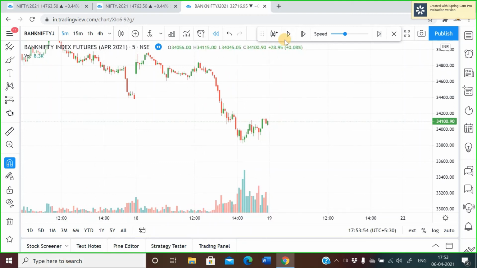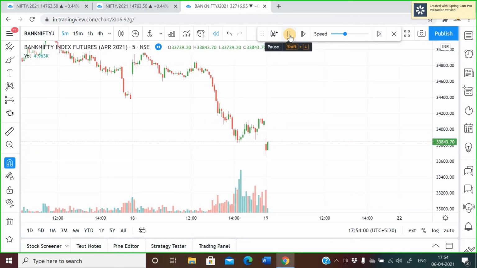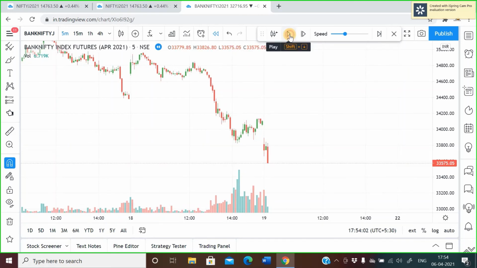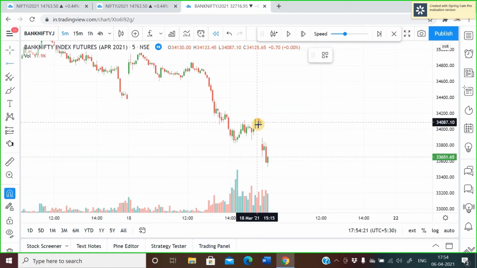As I said, we will be waiting for the first three candles to close, and then we'll mark the high and low, and then try to analyze what type of trade we need to take. So I'm just pausing it here. Now I have the high and low of the first 15 minutes. I'm just going to mark the lines for you.